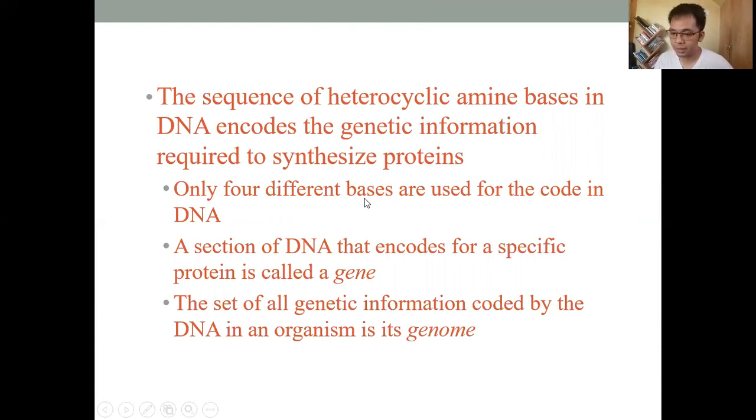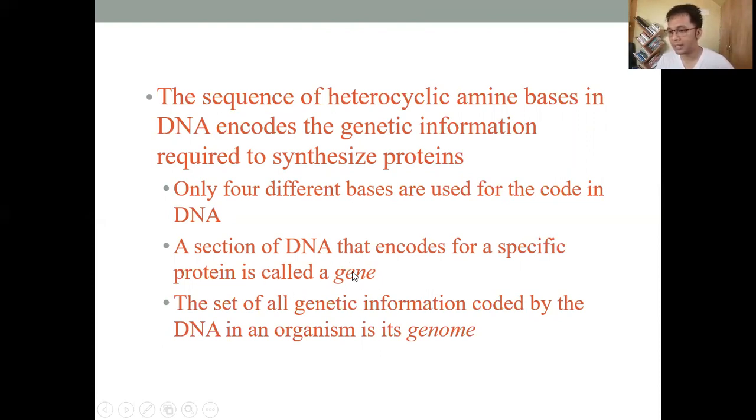Okay, only 4 different bases are used for the code in DNA. Apat din naman sa may RNA. By which DNA, ano ba yon? Yung AGTC natin, the adenine, guanine, thymine, and cytosine. While the RNA naman natin, guys, is AGCU, adenine, guanine, cytosine, and uracil. And then the section of DNA that encodes for a specific protein is called a gene.